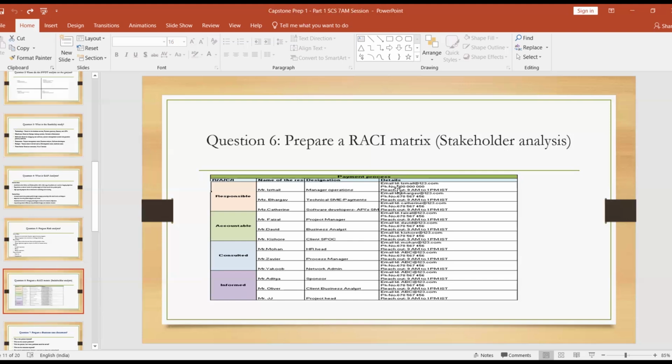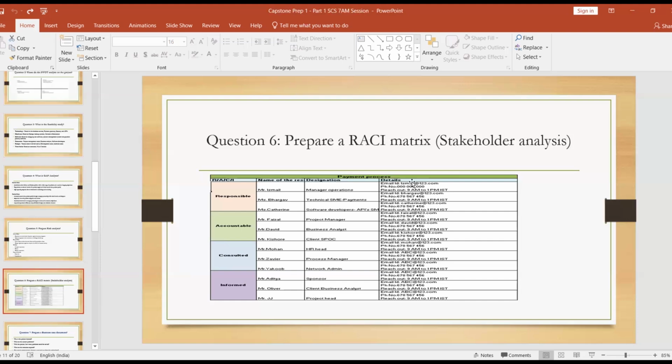In a similar way, you have to prepare your RACI matrix chart. There will be a RACI on one side and the name of the resource, like an employee or whoever is working with your team members, and their designation followed by details related to that.